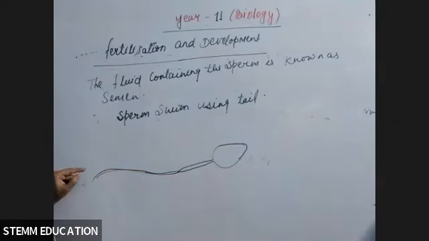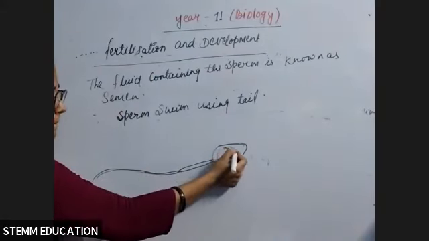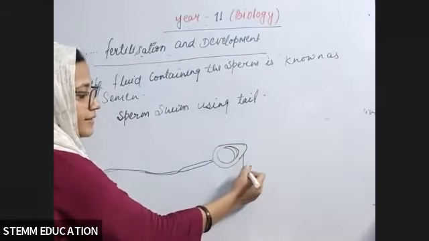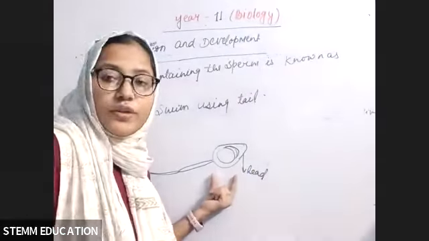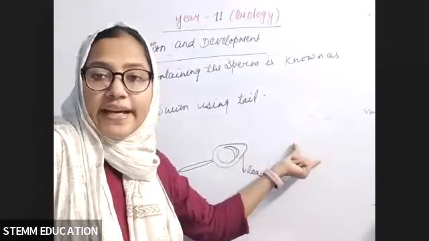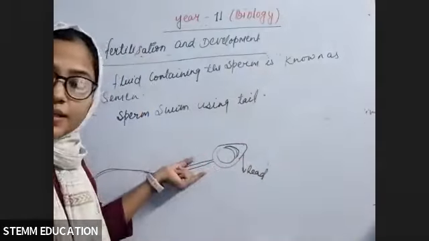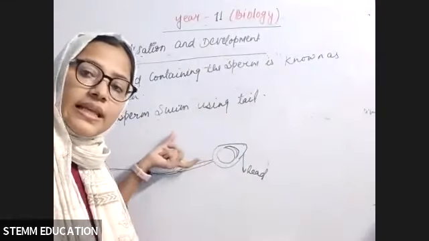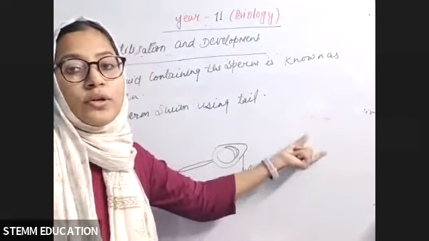This is the structure of a sperm. Inside this is what? This part is known as the head. When it fuses with the ovum, only the head goes inside the ovum or egg. The tail part of the sperm is just left behind.